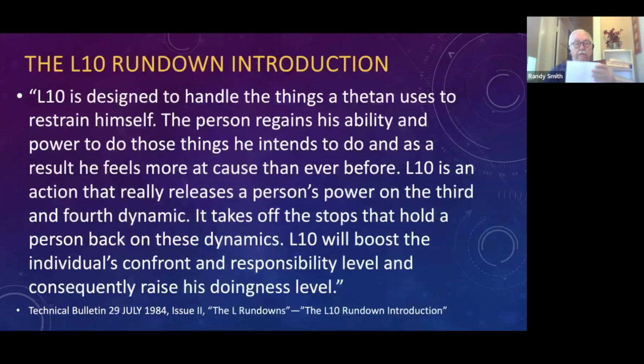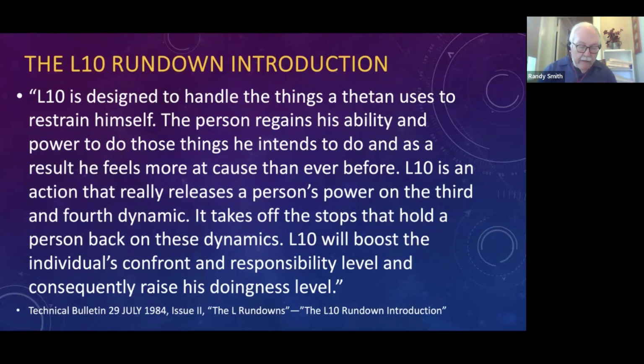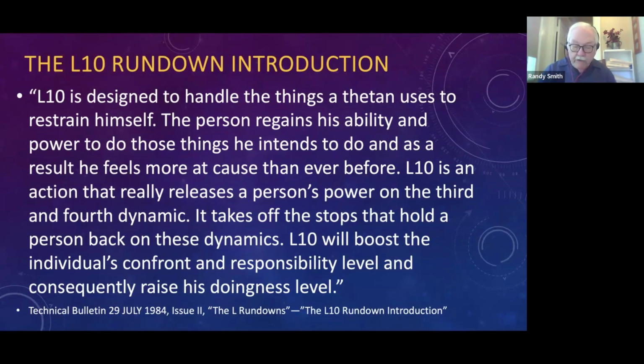Then the third rundown that's done is L10. And L10 is the last one, and it's a bit longer than the other two. L10 is designed to handle the things the Thetan uses to restrain himself. The person regains his ability and power to do those things he intends to do, and as a result, he feels more at cause than ever before. L10 is an action that really releases a person's power on the third and fourth dynamic. It takes off the stops that hold a person back on these dynamics. L10 will boost the individual's confront and responsibility level and consequently raise his doingness level.